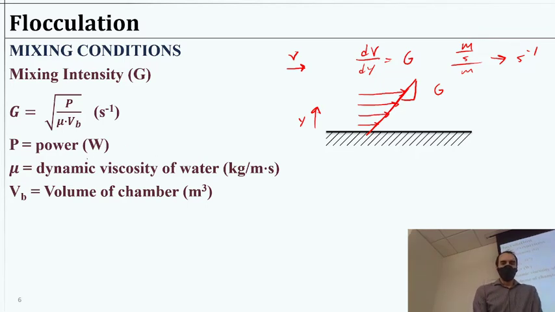And keep in mind this is that VB here. That's the volume of the chamber or the basin. That's the B. And the units, if we're going to use watts, which we will, then we need the dynamic viscosity in kilograms per meter per second, because watts is a meters and seconds and kilograms type of unit. And that means our volume also needs to be in cubic meters.